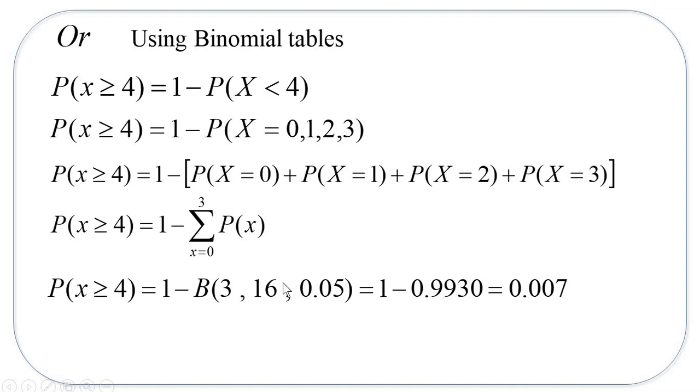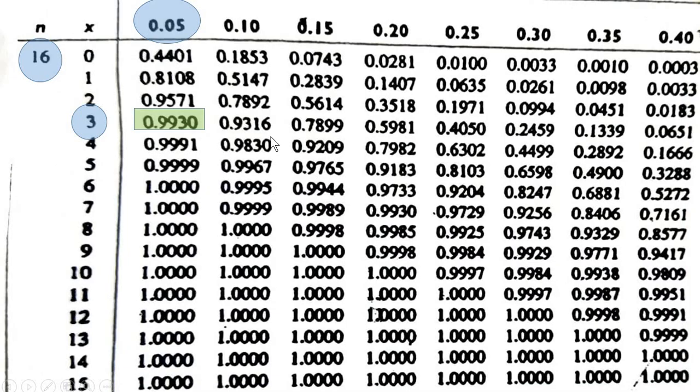Here X stands for the last value. So X is 3 here, starting from 0 to 3. And n is 16, p is 0.05, and this particular value is available directly in the table, which is 0.9930. Subtract from 1, you get the same answer. I will tell you next how to use the tables. So search for 16 and then search for the value of X, which is 3.